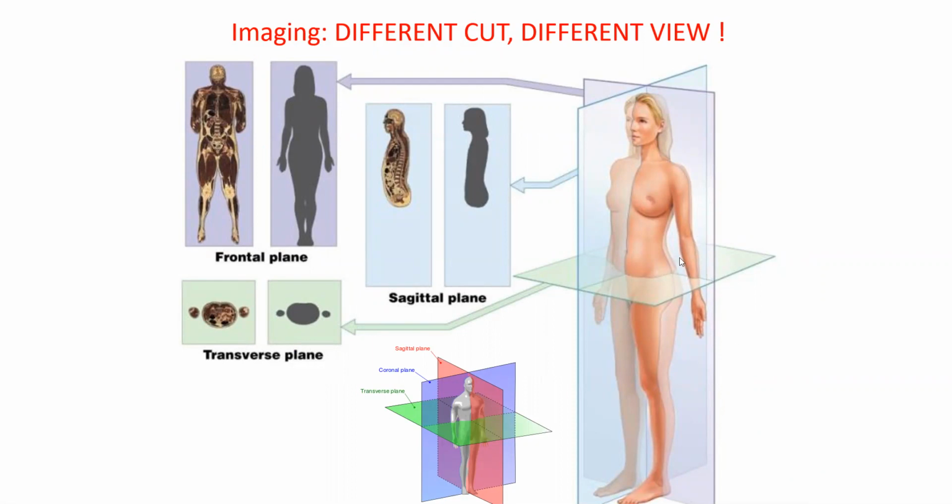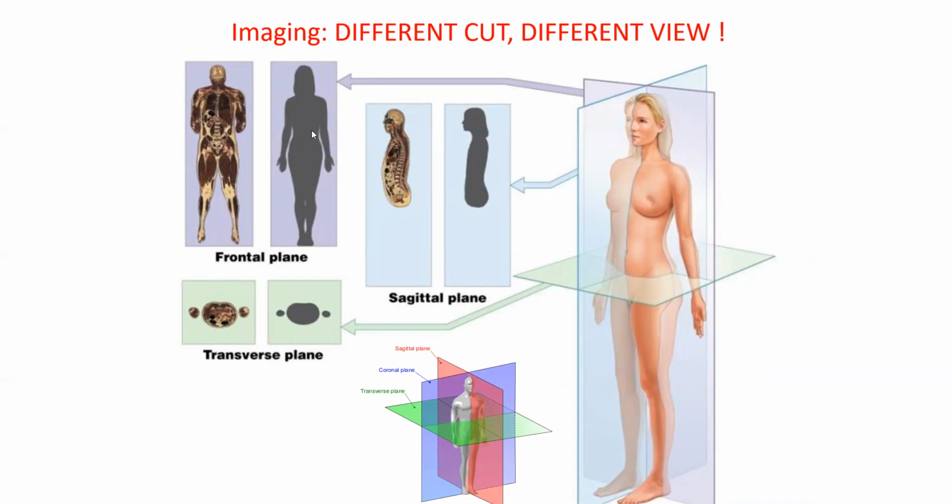The frontal plane is the cross section that you get when you slice the body from an anterior to posterior fashion, so from front to back. This is the frontal plane. It gives you an image like this, which is one of the images that we typically take when we order a chest x-ray.